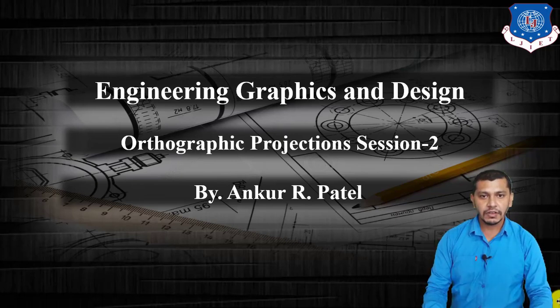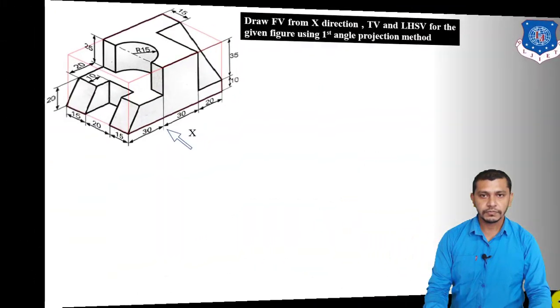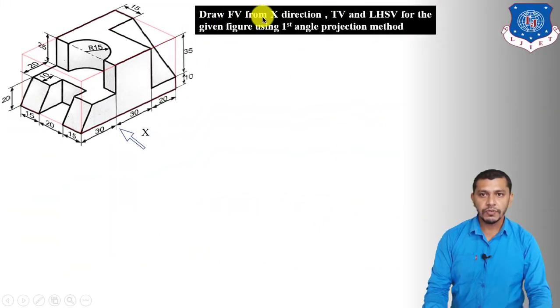So let's start with the first problem of orthographic projections. Draw the front view from the X direction, the top view and the left hand side view for the given figure using the first angle projection method. So for this object, we have to draw the front view along the X direction, observing the object from the X direction, the corresponding left hand side view and the top view of the object.